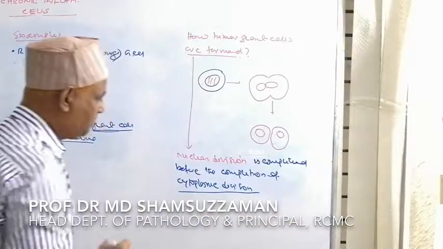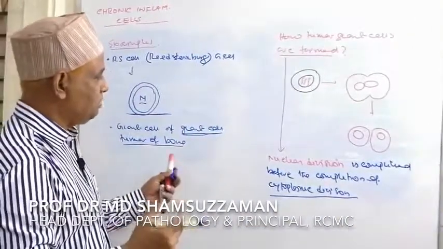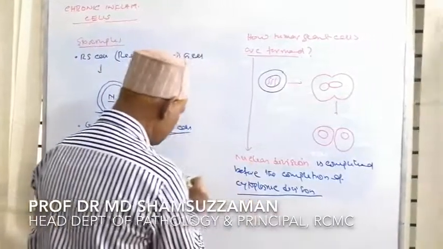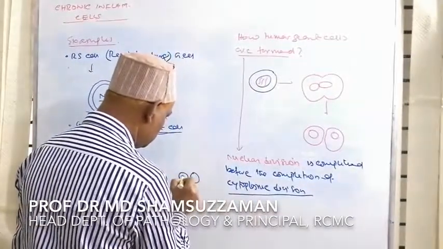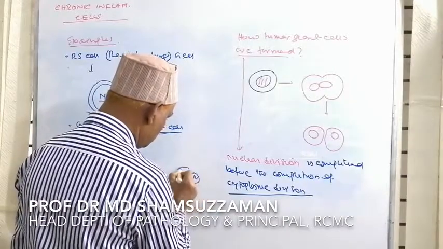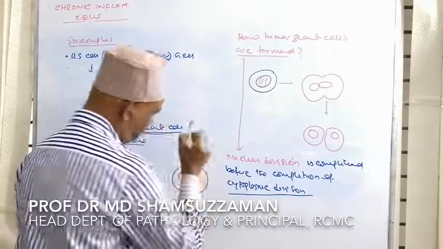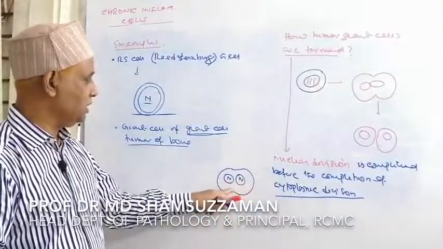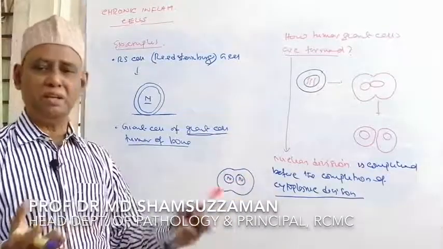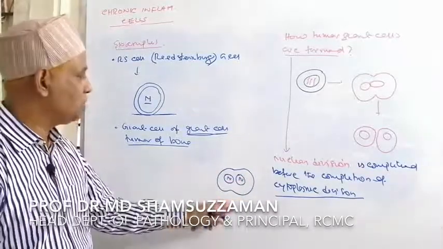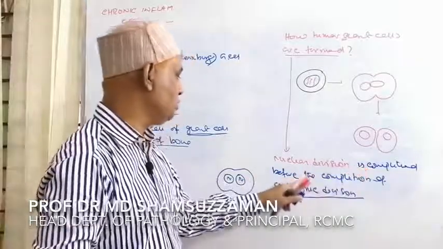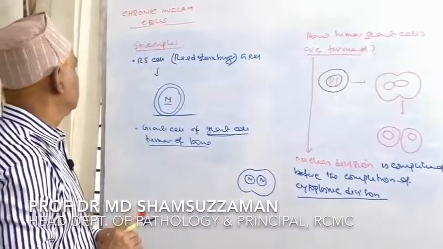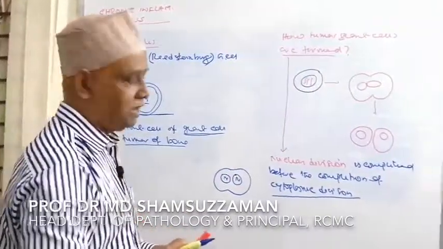It so happens, if there is completion of nuclear division before the completion of cytoplasmic division, the cell contains more than one nucleus, and this is called tumor giant cell. By definition, a large cell containing multiple nuclei, or a large cell containing a single nucleus, is called giant cell. So this is formed when nuclear division is completed before the completion of cytoplasmic division. So this is all about the chronic inflammatory cells. Thanks all.